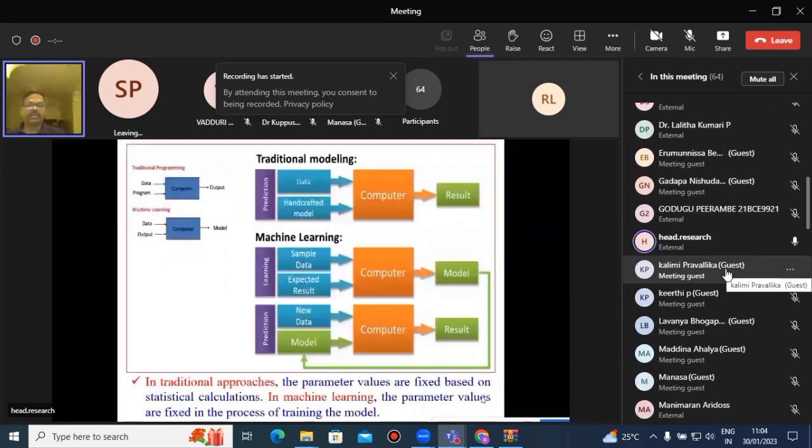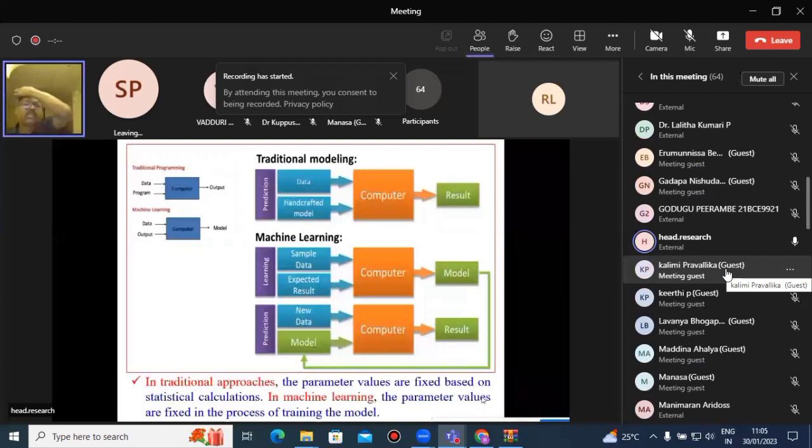You see, in traditional approaches, the parameter values are fixed based on statistical calculations. In machine learning, the parameter values are fixed in the process of training the model. So the model is the simplified version of the reality. You see traditional programming or machine learning. In traditional programming, data and program we are taking as input to the computer, and it gives the output. In machine learning, data and output we are giving to the computer, and it gives the model. Model means a simplified version of the reality.